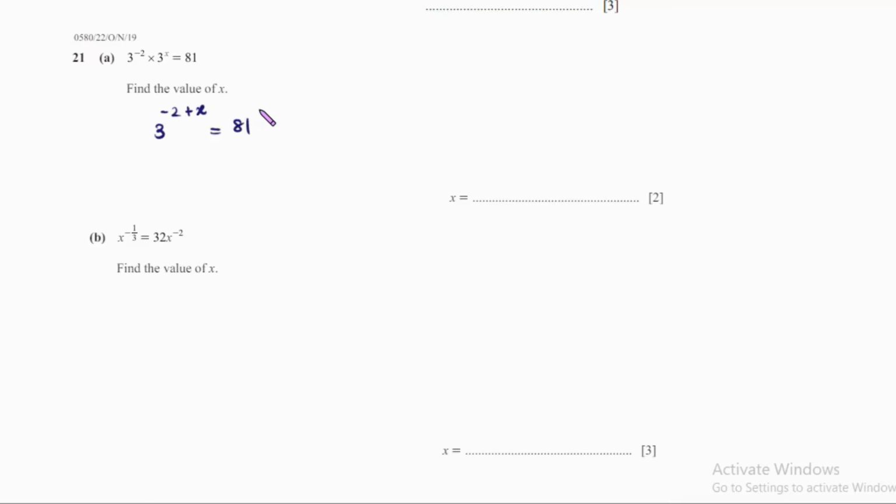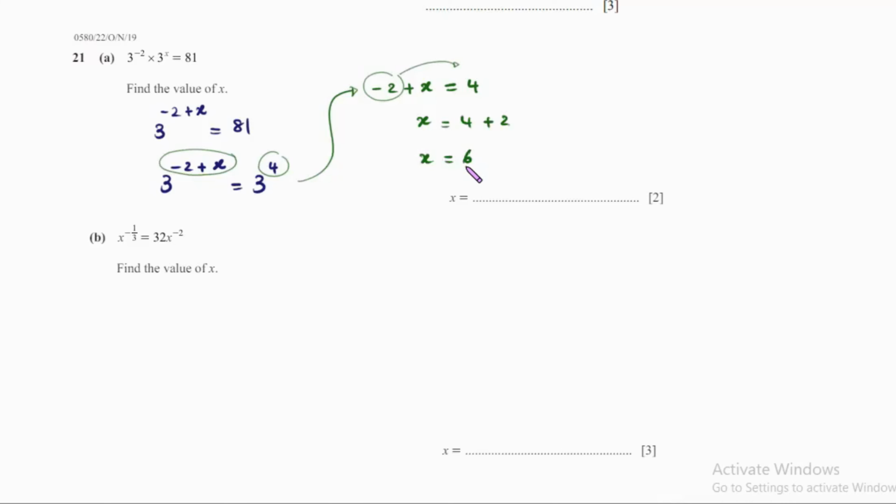I can write this 81 so that it also has a base of 3, just like I have a base of 3 here. So on this side I have minus 2 plus x, and this 81 I can write as 3 to the power 4. Now I know that they have the same bases, which means I can equate the indices. So I have minus 2 plus x is equal to 4, which means to find this x, I need to bring the minus 2 to the other side. It gets added with the 4. So 4 plus 2 becomes 6, which means the value of x is equal to 6. So that is what we are supposed to find here.